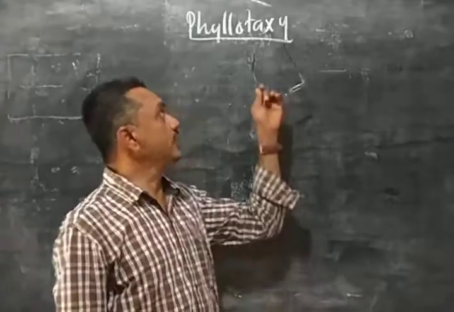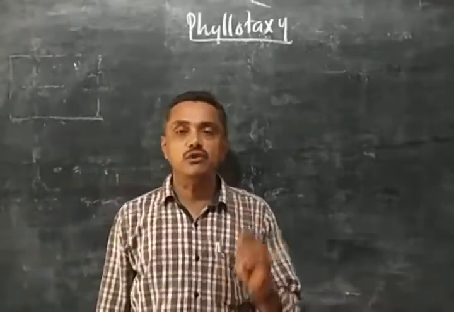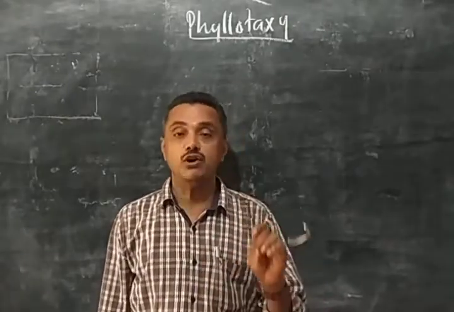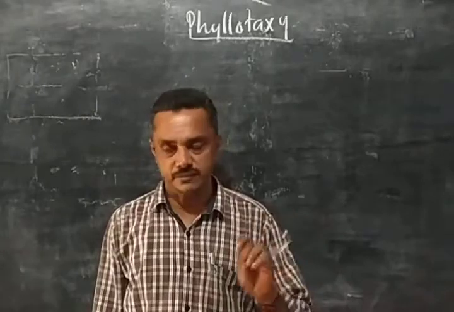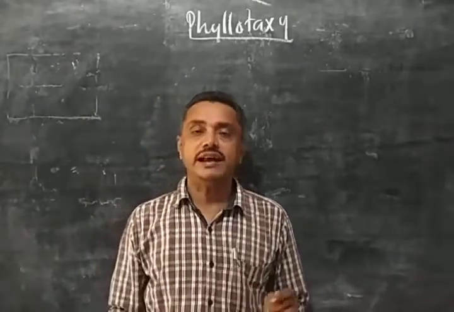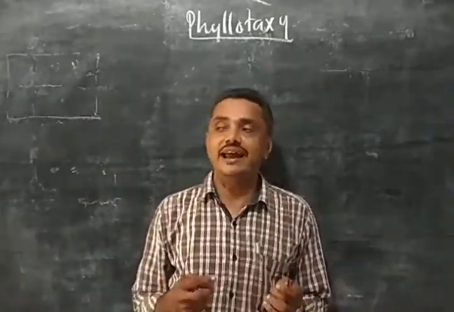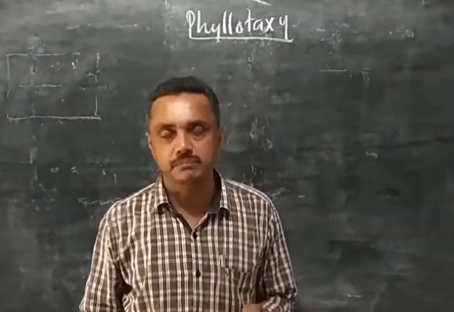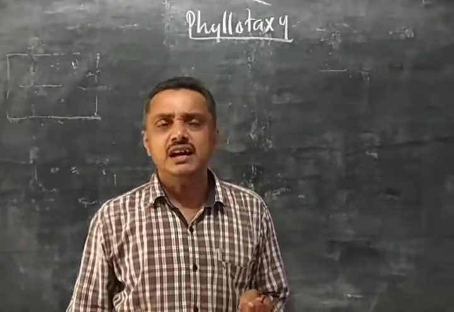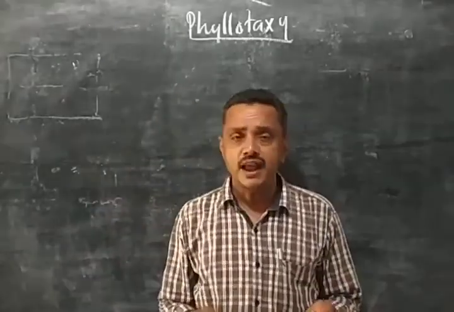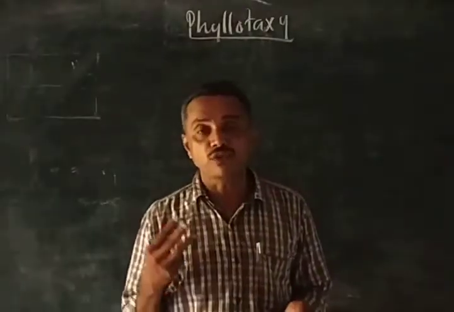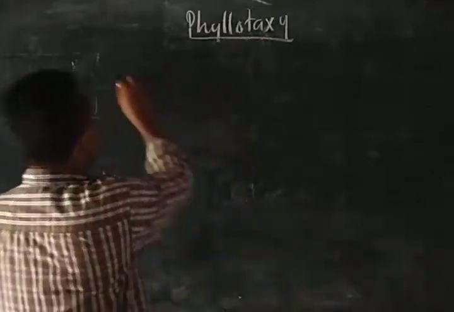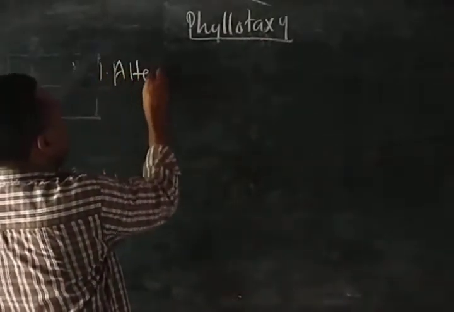Arrangement of leaves on the stem is called phyllotaxy. For getting maximum sunlight, leaves are arranged in different patterns on the stem. There are different types of phyllotaxy, but in your textbook, 3 types were explained. First comes alternate phyllotaxy.